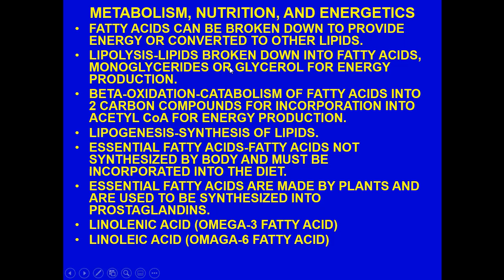Now, let's talk about how we metabolize lipids, because we were going through all of the carbohydrate stuff before, but let's talk about a couple of points that are very essential. Fatty acids can be broken down to provide energy, and they're converted to other lipids. Okay, so what is lipolysis? Lysis is to break. So these are lipids broken down into fatty acids, monoglycerides, or glycerol for energy production. Now, how is this process occurring? This is where we get into what's called beta oxidation. This is a catabolic process of the fatty acids.